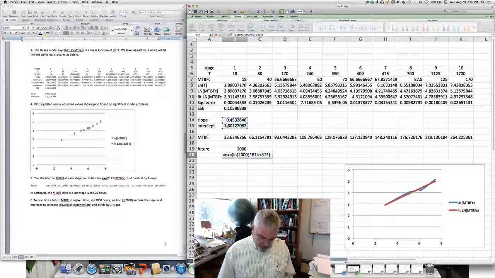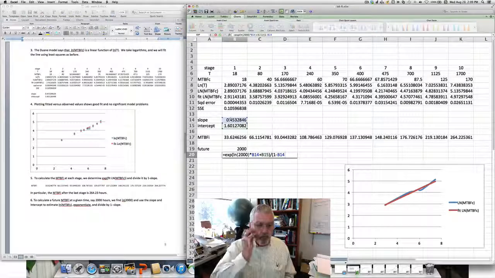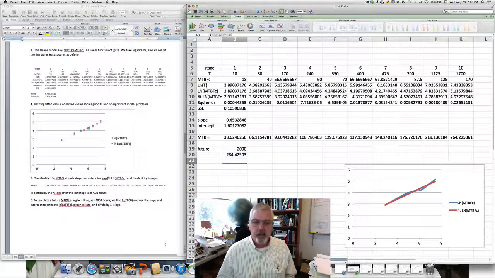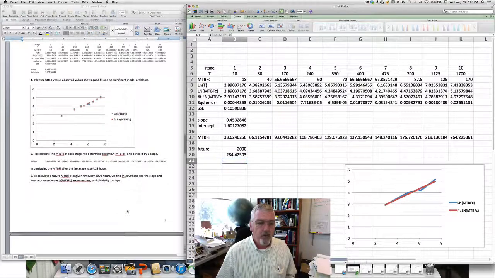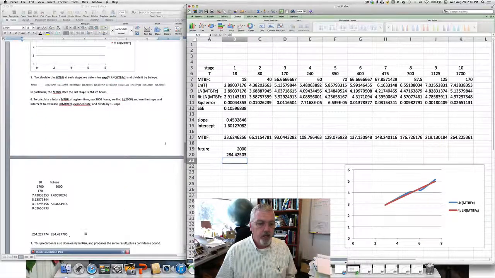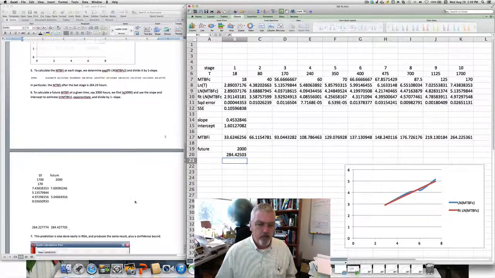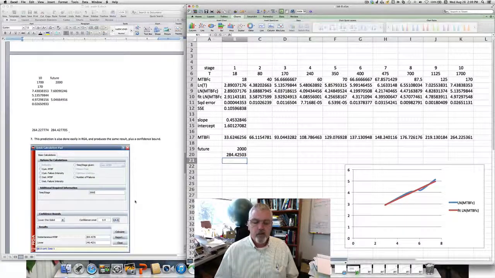Okay, and then divide that by 1 minus my slope again, which again is the formula that we have there. And we get a predicted value of 284, which again agrees with what I have here for my calculation, 284. So that's how we would do that, and if I wanted to get this 264, which I've done, it's just the intermediate step for what the cumulative time is. But that's how we do that.